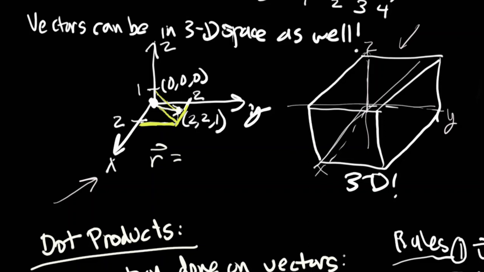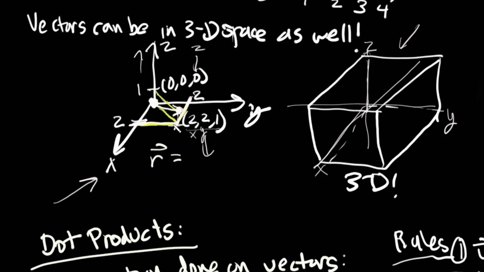So let's try to find the vector r given the initial point 0, 0, 0, and note that this third component is going to be the z component, telling us how high or how low it is. In this case, the terminal point of the vector will be 2, 2, 1. Now, how do we get that? Well, we can see that this is the x component, so 2, and we can see that the y component is 2 as well.